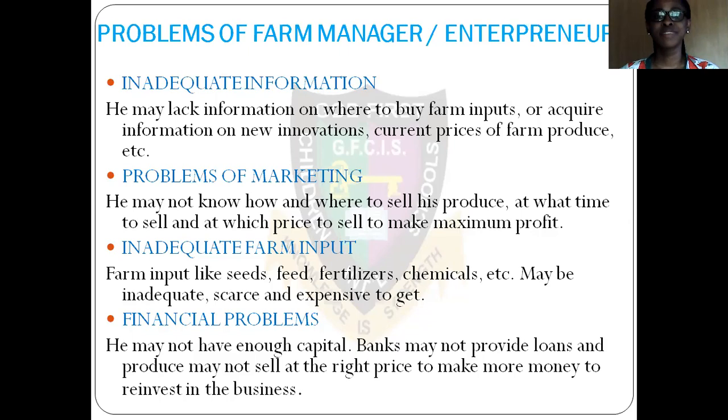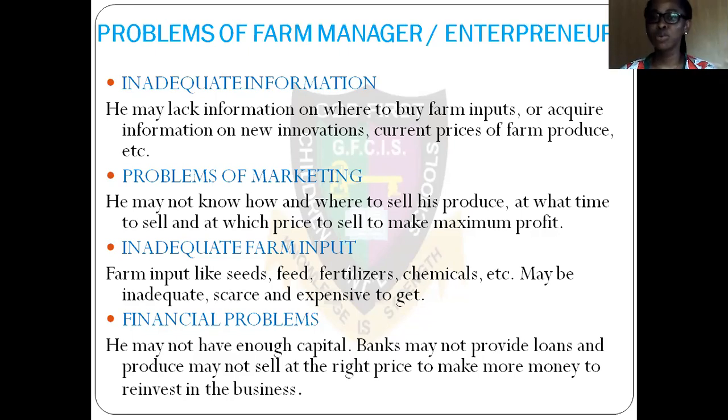The next one is financial problem. You may not have enough capital, and the bank may not provide loans, and produce may not sell at the right price to make more money to reinvest in the business. It is a financial problem when you don't have enough money to produce the farm produce. And two, the bank may not even provide a loan for him to go into farming, into production.